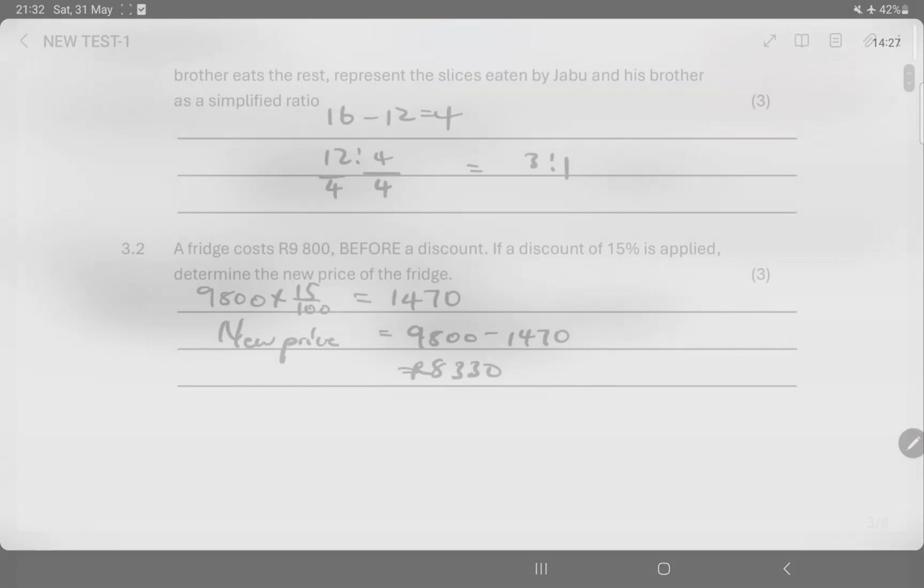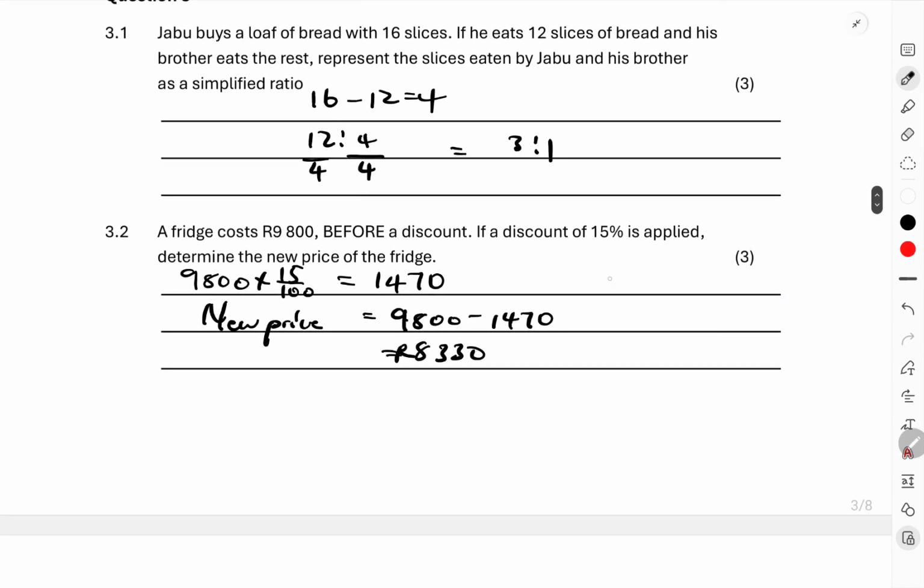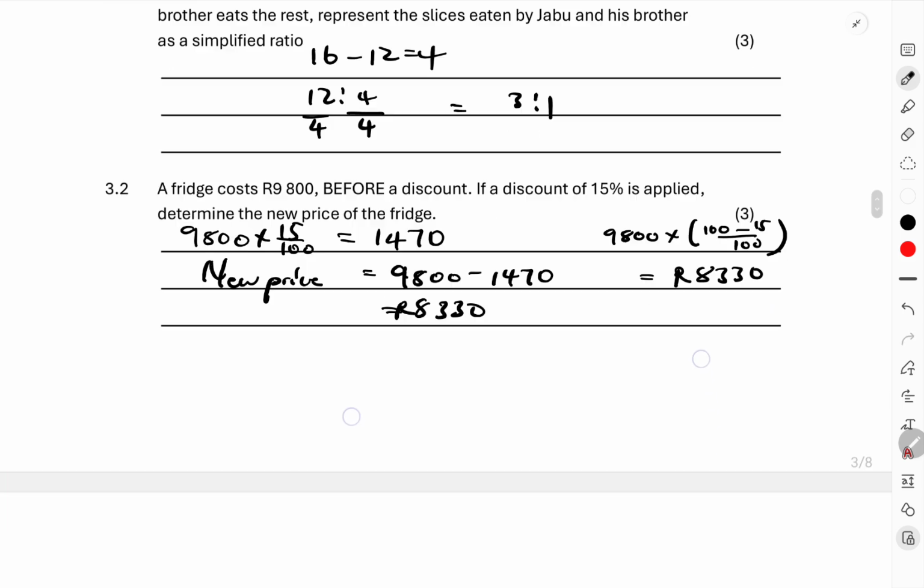Or rather, you can also use this formula to say we are looking for the new price of the fridge. You can say 9,800 times 100 minus 15 over 100, since it is a discount. It is also going to work, but then this one will give you the full amount of the price of the fridge after a discount. It is not going to show you this 1,470 as the discount, so you are going to receive 8,330, right?